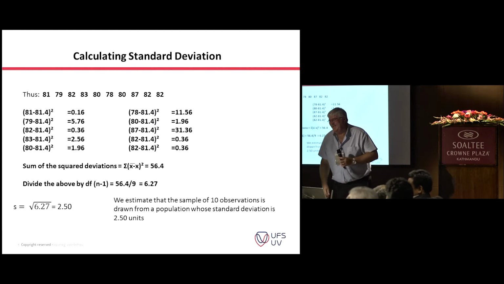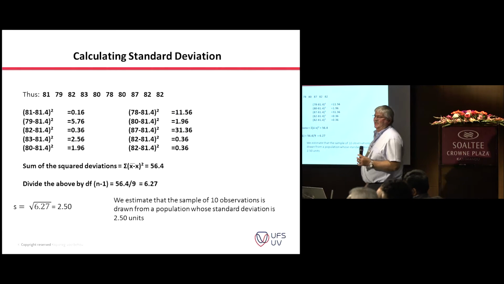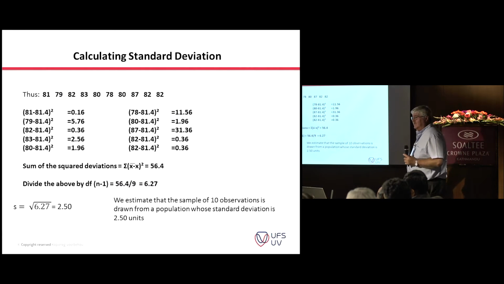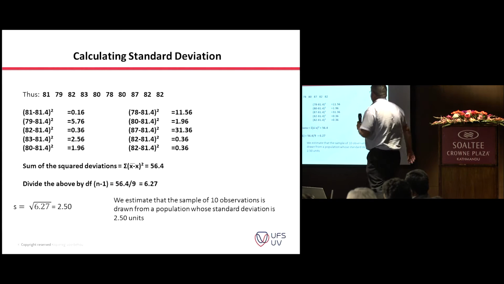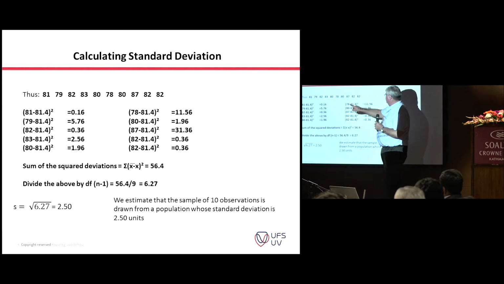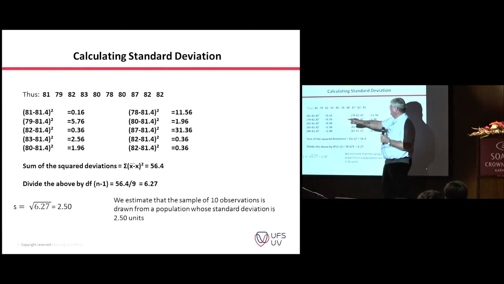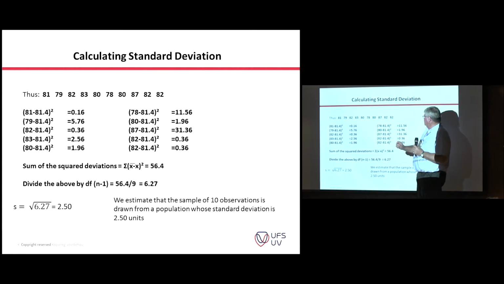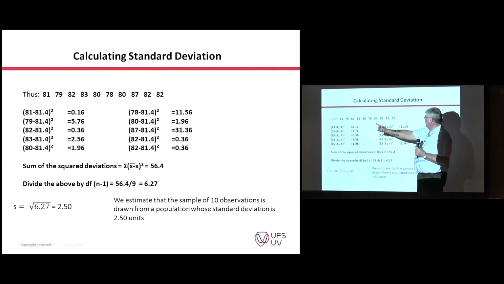I'll try. So you've got mean of... what is the mean? Now the mean here, let me jump up here. The mean here is 81.4. Okay, the mean is 81.4, and the standard deviation. And the observation was 78. So the difference there is what, 3.4. Squared gives me 11.56. Okay? And I do that for each of the observations.